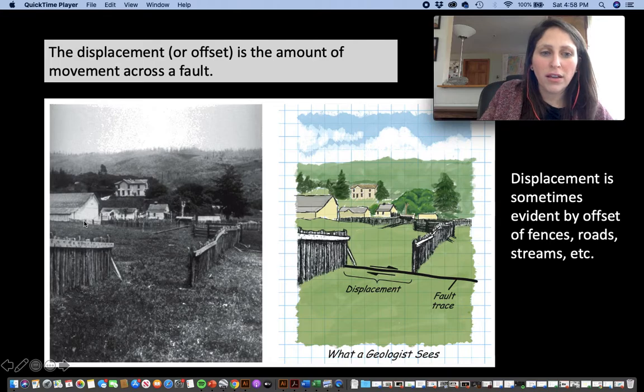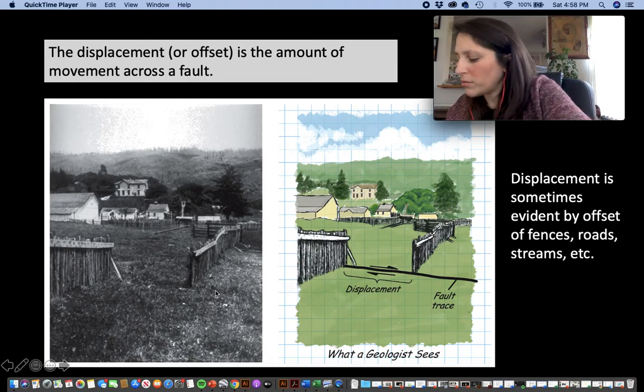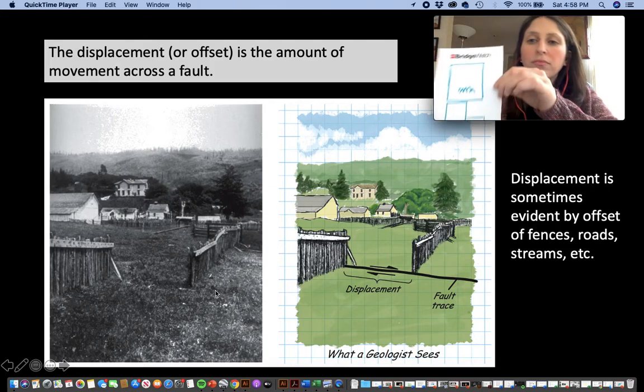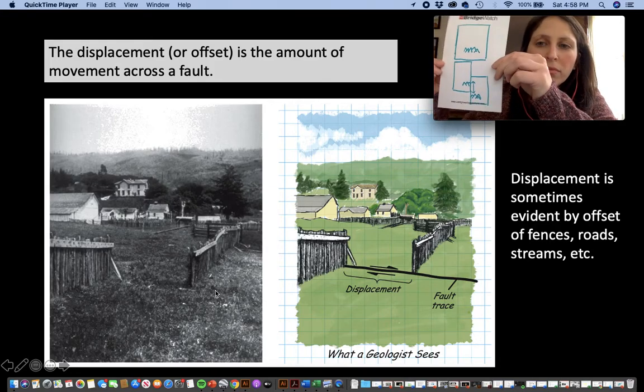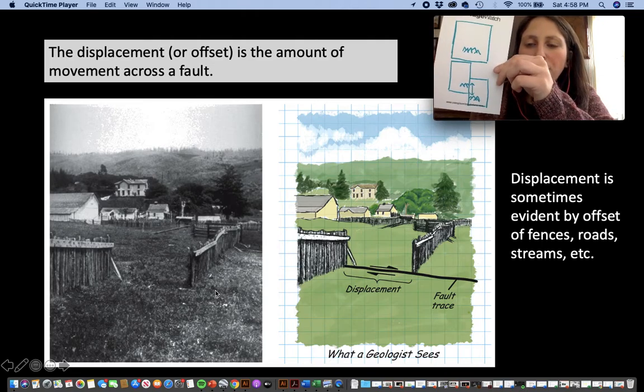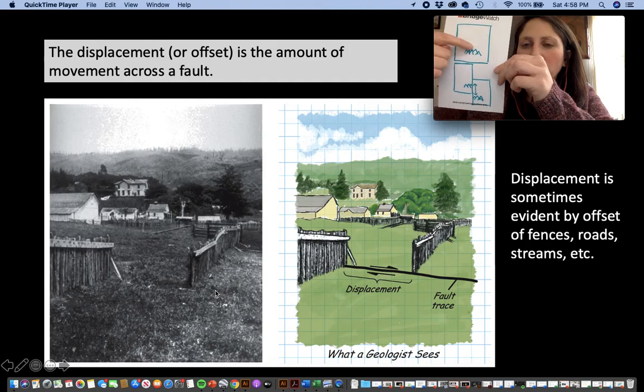So the fault actually ripped right through this fence, pulling the fence this way, in this direction, right? So this is the original fence, and then this part of the fence was moved or dragged by the fault. So I drew a little picture here of some mountains. And you can imagine that the fault is ripping through this mountain zone. So you can imagine these two plates ripping this mountain range right in half, right?